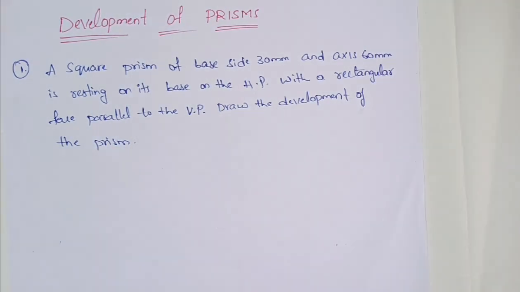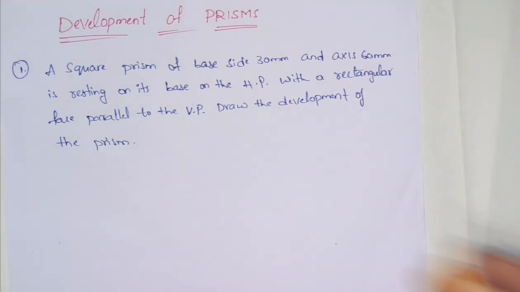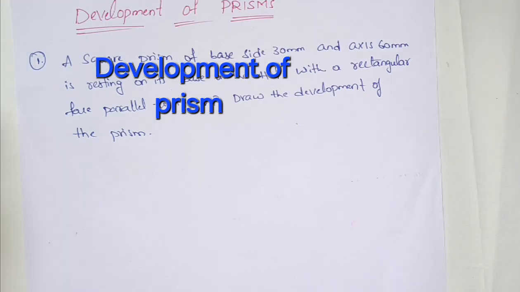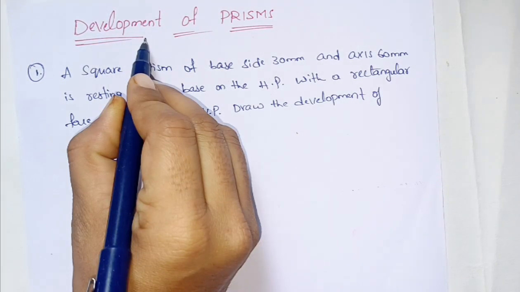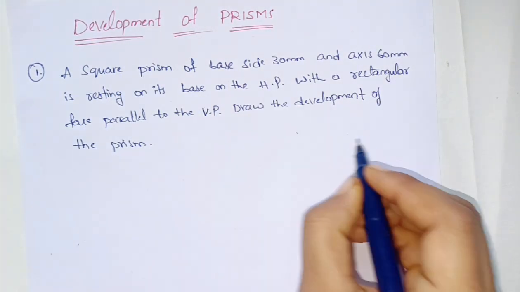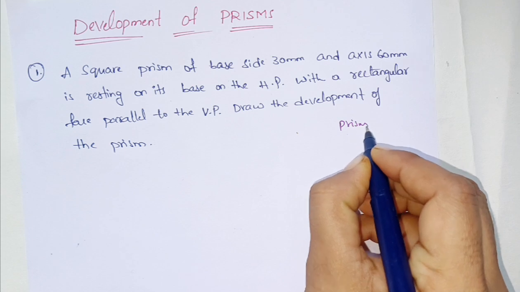Today's topic is development of prism. We have to develop a prism. Development means we have to develop some prism. First of all, we have to write the prism rules and regulations.